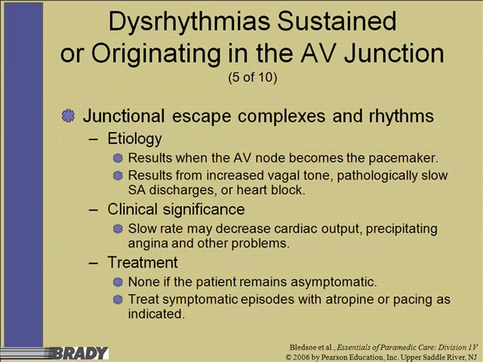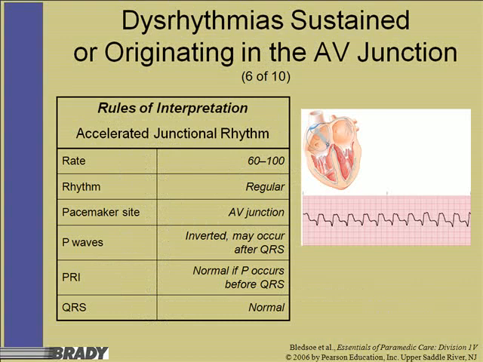Results when the AV becomes the pacemaker site. This could be an increased vagal tone. So somebody that's got an increased vagal tone, that could have thrown them into this. Pathologically slow SA node discharges or heart blocks. So just could be a multitude of things. The slow rate may decrease cardiac output, precipitating angina or other problems. Treatment is not anything particular if they remain asymptomatic, but we may want to speed them up with atropine or pacing if needed, if it's too slow to perfuse.